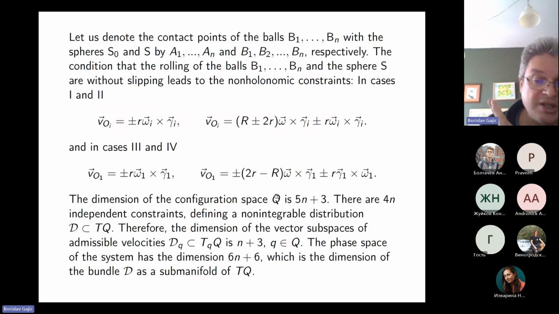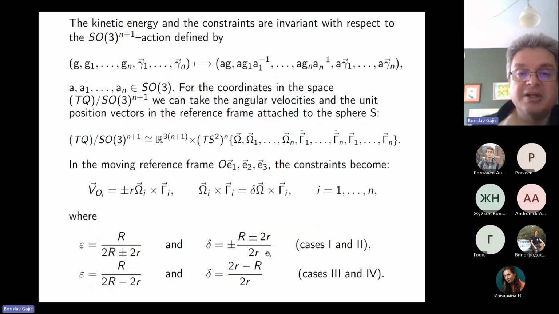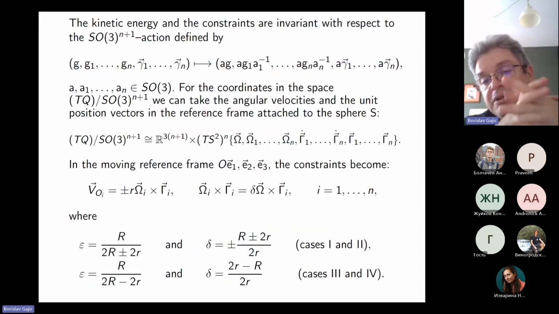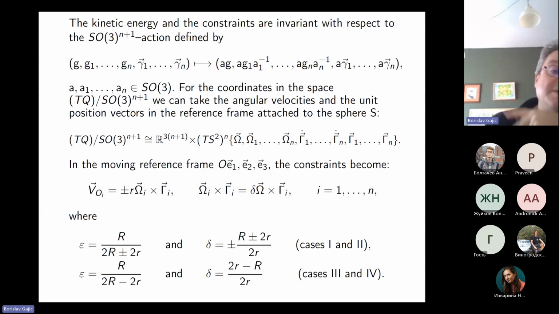And this is the condition for the nonholonomic constraints. Just to mention, the configuration space is of dimension 6n plus 3, and we have 4n independent constraints in velocities. So our distribution is of rank n plus 3. So at every point of the manifold, we have n plus 3 directions where we can move. And the system has a very big group of symmetry. This is the SO(3)^(n+1) action defined by this formula. So we have a combined action from the left and from the right.